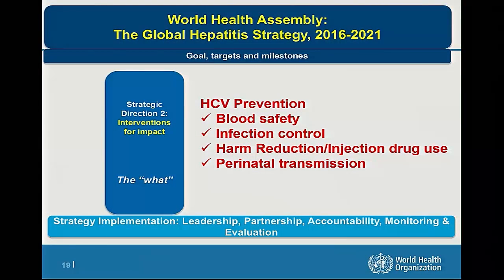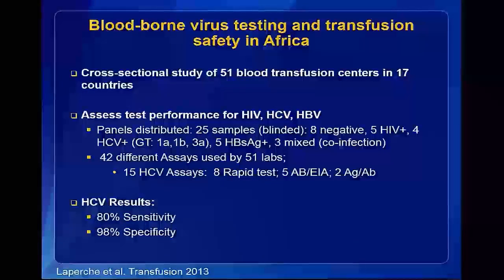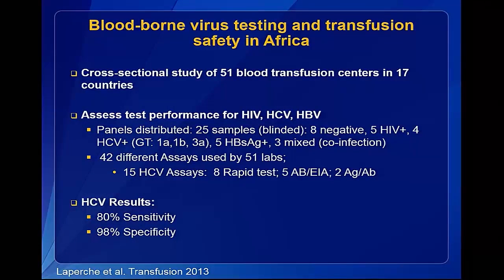Another part of the global health strategy is, again, prevention of hepatitis C. You could look at blood safety, infection control, harm reduction, and perinatal transmission, as was mentioned, all of which are potential modes of transmission. I want to turn attention to blood safety. In 2013, a study was published, and as many of you know, in sub-Saharan Africa, HIV programs are heavily supported through the Global Fund and through PEPFAR, and blood safety is a major part of that.